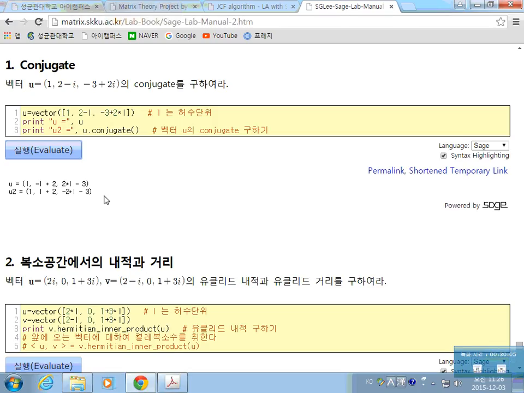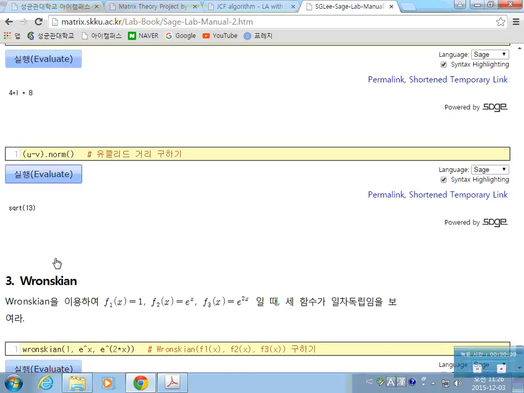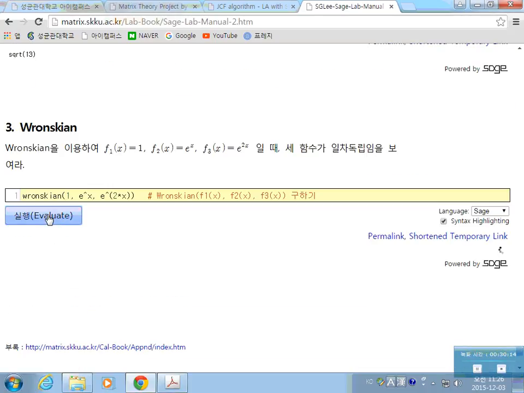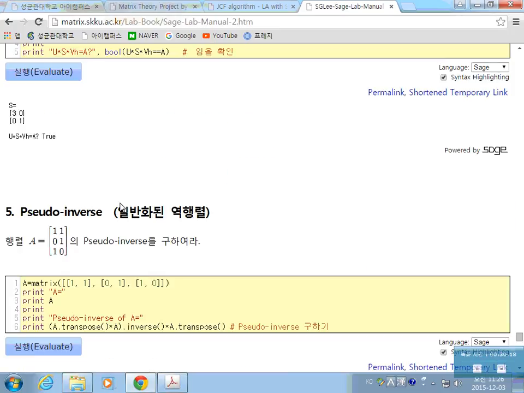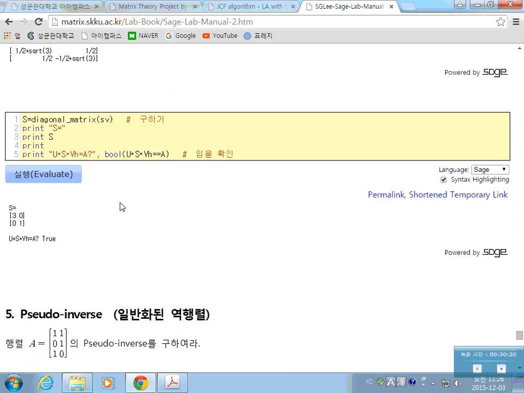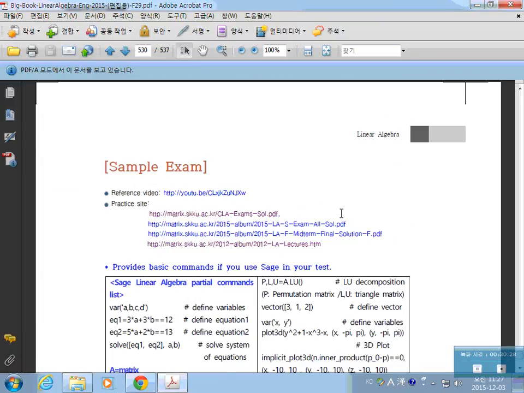And for the general vector space, we are dealing with the vectors and matrices with the complex entries, and also Wronskians, like that. So you have all the necessary codes you have covered throughout this semester. Any questions? I think this is the end of our lecture.